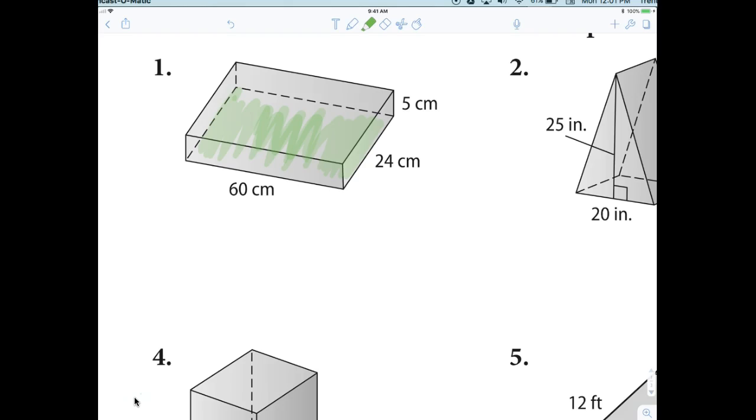Now, it's going to seem a little weird, but this on top, right? That's the other base. Do you agree? So there are going to be 2 bases. The shape is a what? Is a rectangle. So what I want you to do now is write surface area is equal to 2 times LW.